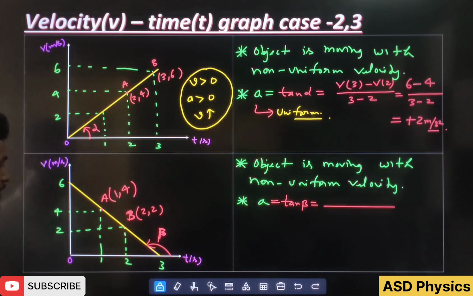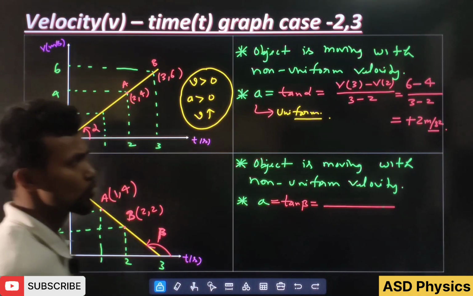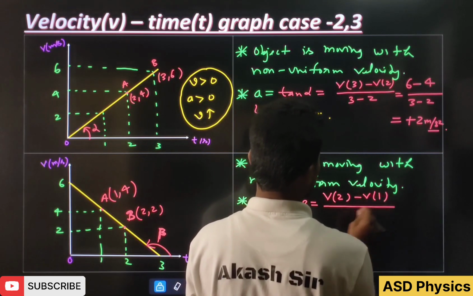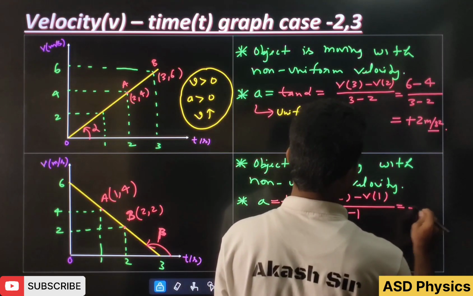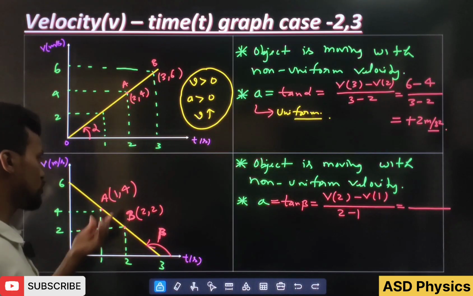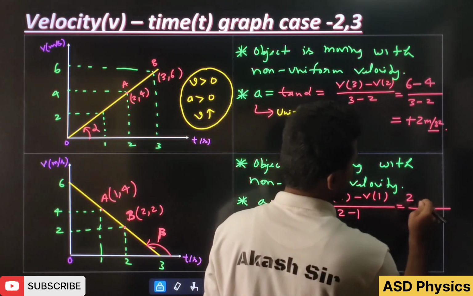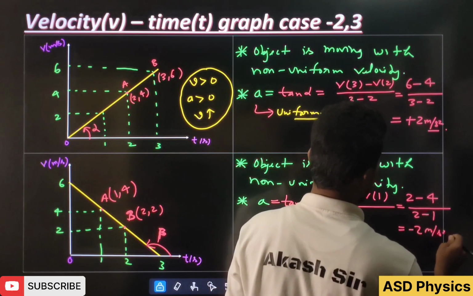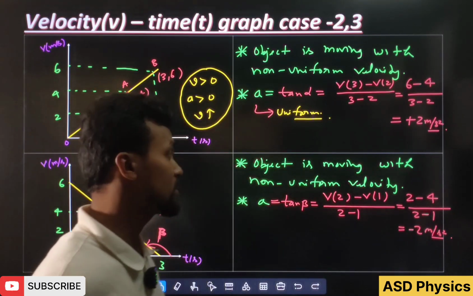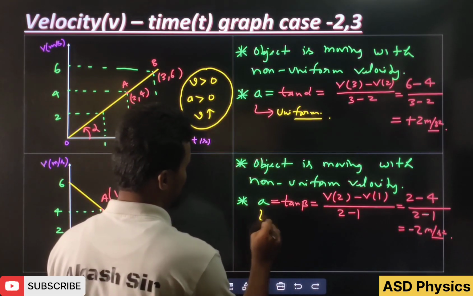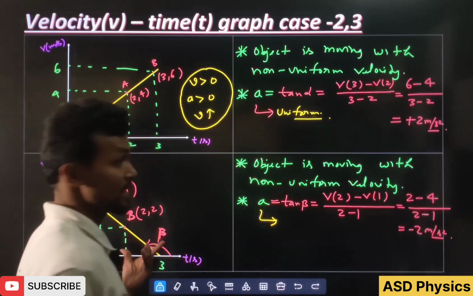So see here, I have taken the time t equal to 1 and t equal to 2. So we can write, any 2 points you can take, V2 minus V1 by 2 minus 1. So at t equal to 2 how much is given? 2. At t equal to 1 how much velocity? 4. So 2 minus 4 by 2 minus 1. What is coming here? Minus 2 meter per second square. That means we can tell acceleration is negative, velocity anyhow positive.